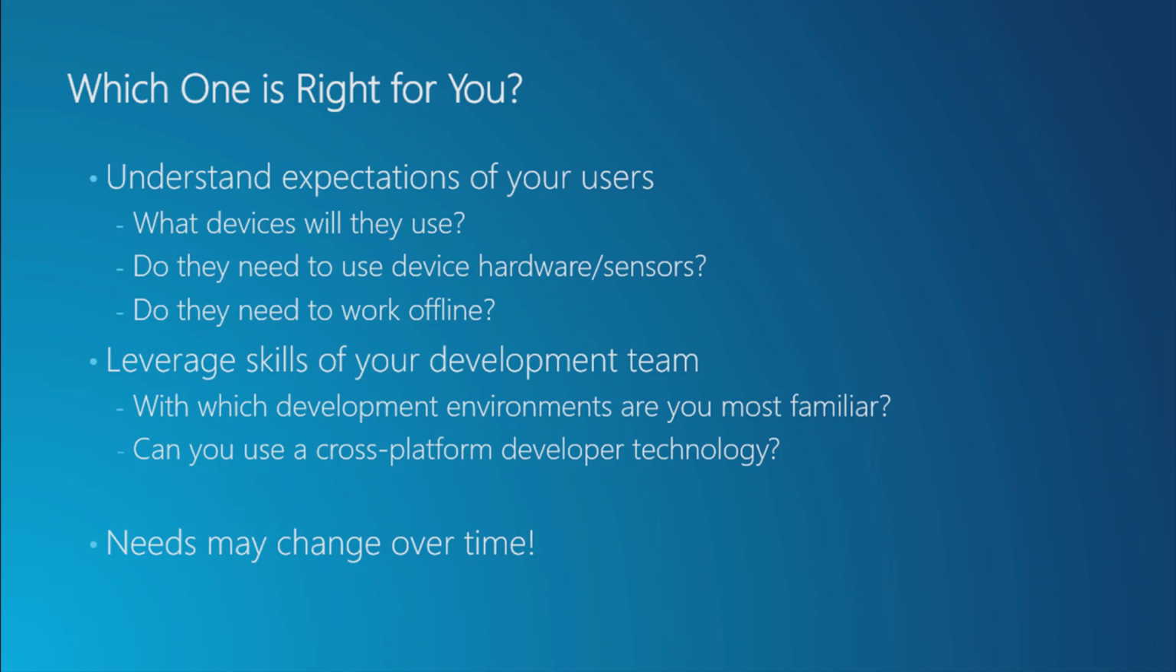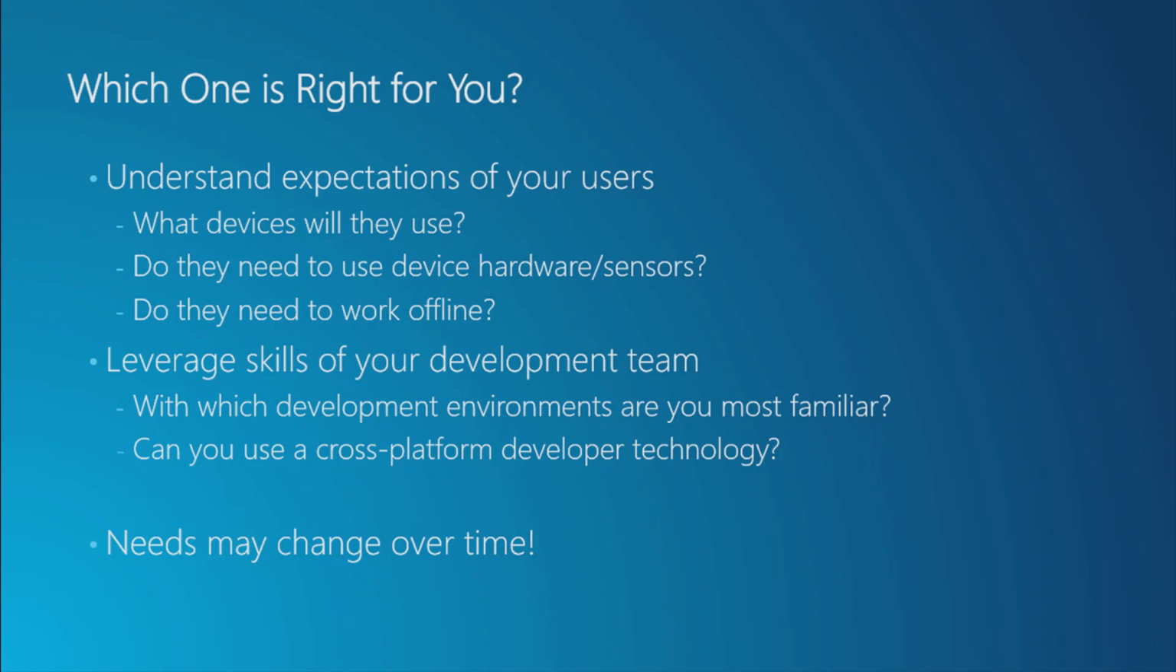What type of interaction do they need to have with those devices, with the hardware, the sensors on those devices? So do they need access to the gyroscope? Do they need access to location? Do they need access to the camera? Is that functionality that you need to be able to gain access to and be able to use effectively?